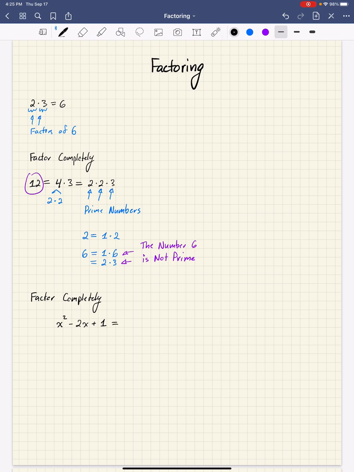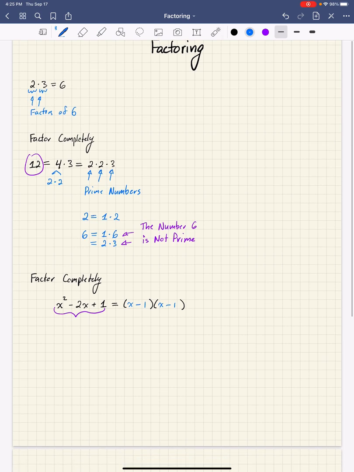So I'm going to just show you quickly what this can turn into. With factoring, remember, our goal is to break whatever we're factoring into smaller, more simple pieces that when we multiply them together, we get our original number, or in this case, expression. So what we can do is say, okay, well, let's try x minus 1 times x minus 1. Now, I'm going to just tell you those are the factors of this expression.